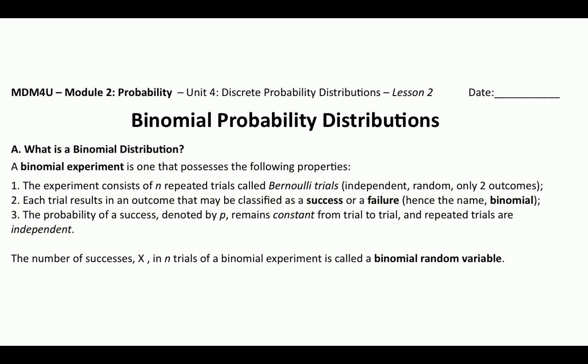To think about what a binomial distribution is, we're first going to look at what a binomial experiment is, because the distribution is going to be all the possible outcomes of the experiment. And a binomial experiment is one that possesses these 3 properties. First of all, it consists of a certain number, n, of repeated trials. So you're going to do something over and over again. And these trials are given a particular name. They're called Bernoulli trials after Jacob Bernoulli.